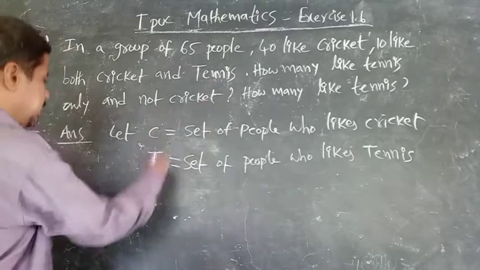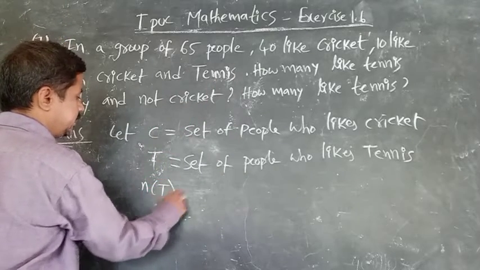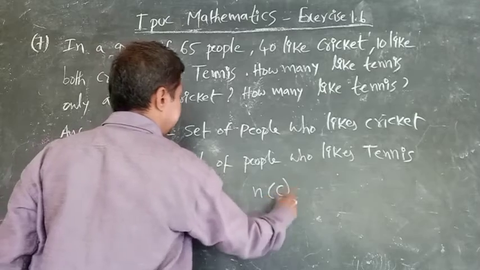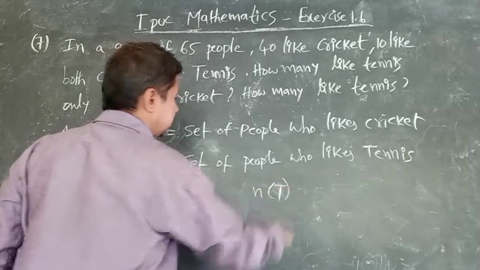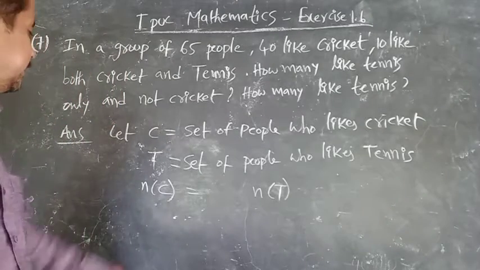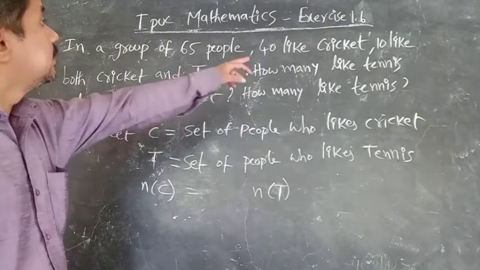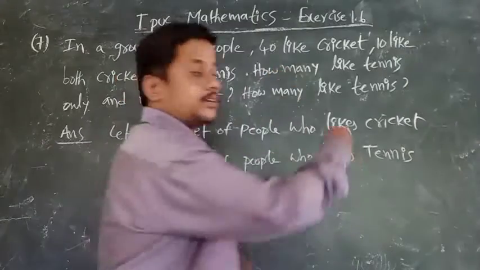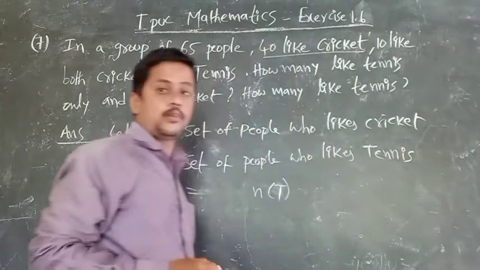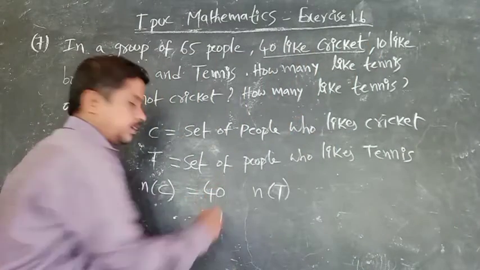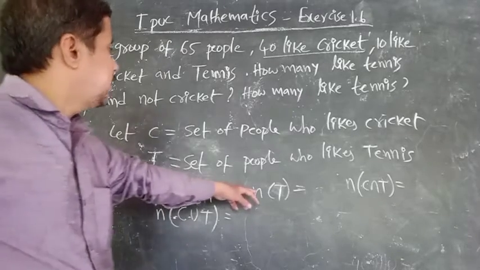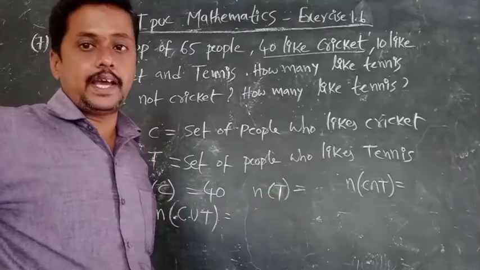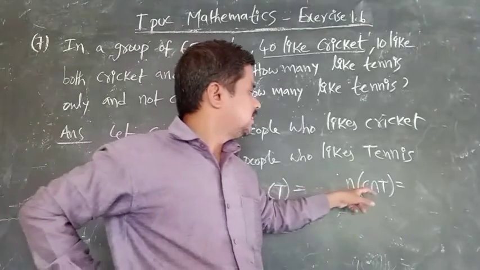First, n of C, then n of T. What is n of C? Cricket: 40 like cricket, so 40. Next, n of T we have to calculate, and n of C intersection T.